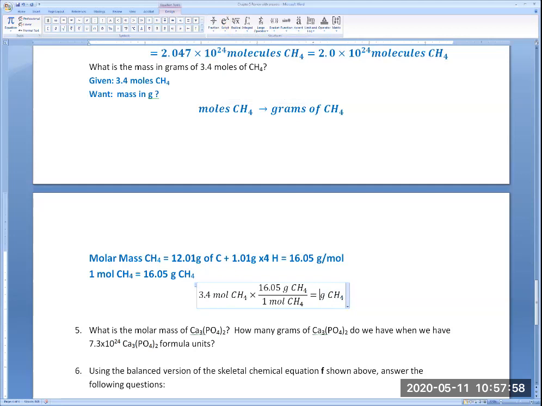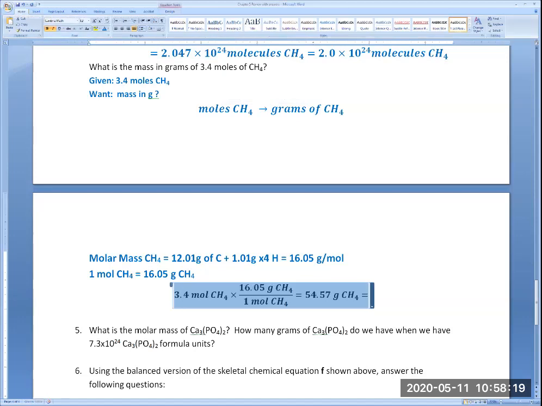So in the calculator, you do 3.4 times 16.05, and that's 54.57 grams of CH4. So that's the calculator answer without rounding.